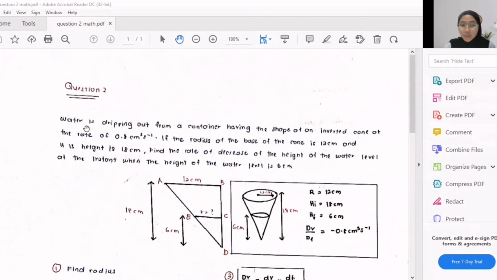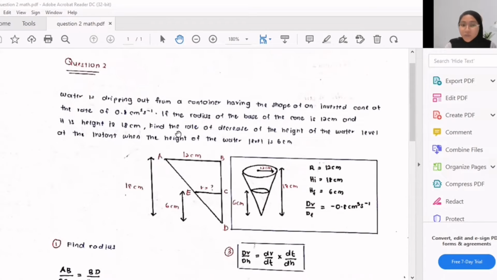So the question is, water is dripping out from a container in the shape of an inverted cone at the rate of 0.8 cm cubed per second. If the radius of the base of the cone is 12 cm and its height is 18 cm, find the rate of decrease of the height of the water level at the instant when the height of the water level is 6 cm. So, based on this question, they already mention and give some information.